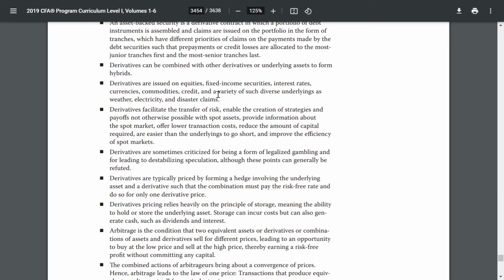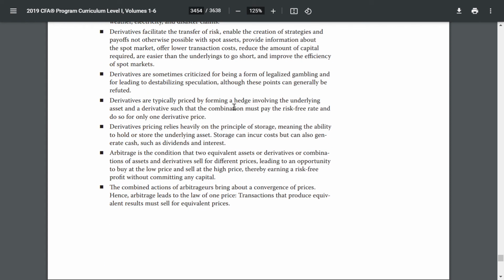An asset-backed security is a derivative contract in which a portfolio of debt instruments is assembled and claims are issued on the portfolio in the form of tranches, which have different priorities of claims on the payments made by the debt securities. Credit losses are allocated to the most junior tranches first and the most senior tranches last. Derivatives can be combined with other derivatives or underlying assets to form hybrids. Derivatives are issued on equities, fixed-income securities, interest rates, currencies, commodities, credit, and a variety of other underlyings such as weather, electricity, and disaster claims.